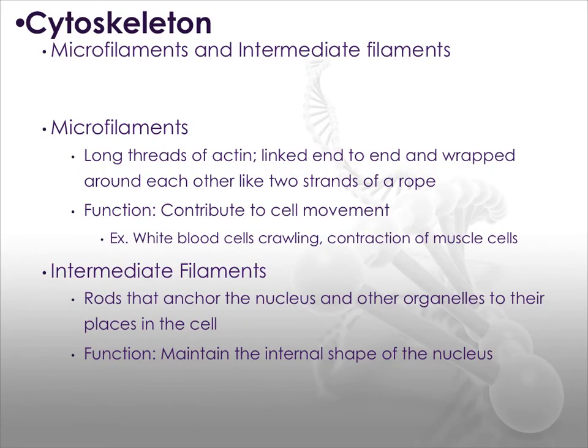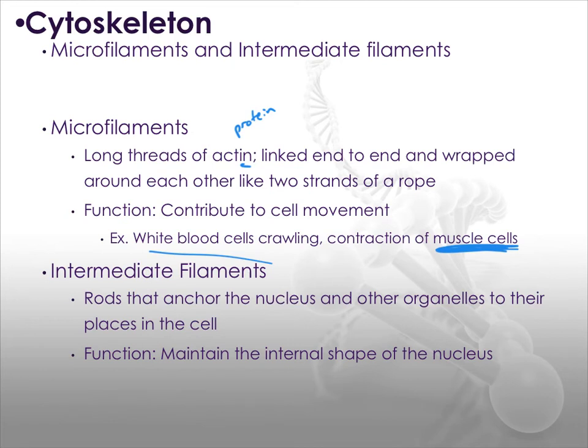Okay, microfilaments, another type here. We have microtubules, now we have microfilaments. These are long threads of actin. Guess what? Another IN ending there. That is a protein. It's linked end to end and wrapped around each other like two strands of a rope. We'll see what this looks like later on this year. The function is to contribute to cell movement. You see a whole bunch of these things especially in muscle cells as they move back and forth and slide over each other. There's a whole bunch of actin that allows that to happen. It also happens with white blood cells. They kind of crawl along looking for certain things, but it's a big part of muscle cells, actin.